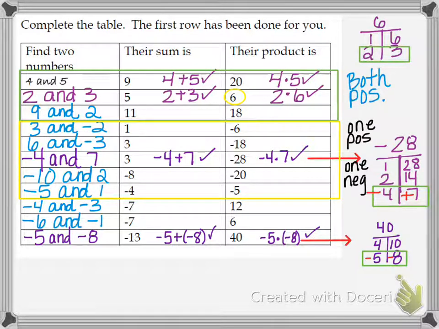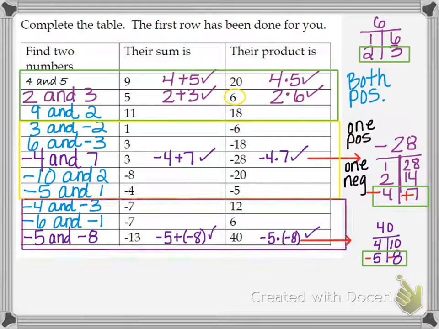But then you have to look at the sum to decide which one gets the negative sign and which one gets the positive sign. And then for the last 3, you'll notice both numbers were negative. That was because we were multiplying to a positive product, but we were adding to a negative sum. So we always needed to have 2 negative numbers.